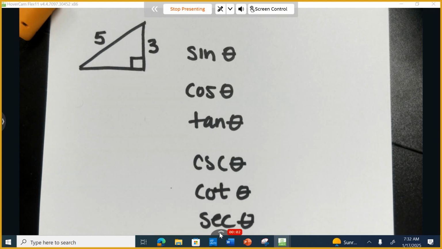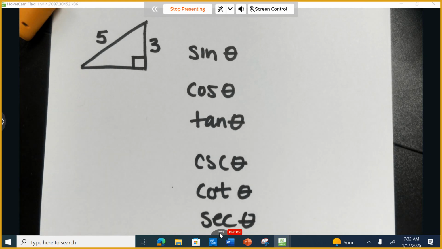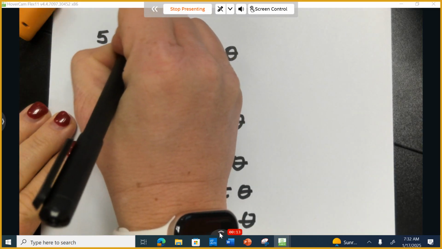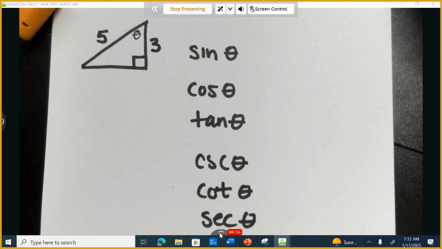In example number 1, we're asked to find the exact angles of each of the trigonometric functions given the following information. So I would like you to do me a favor. I would like you to put in this particular angle, let's make this theta symbol.